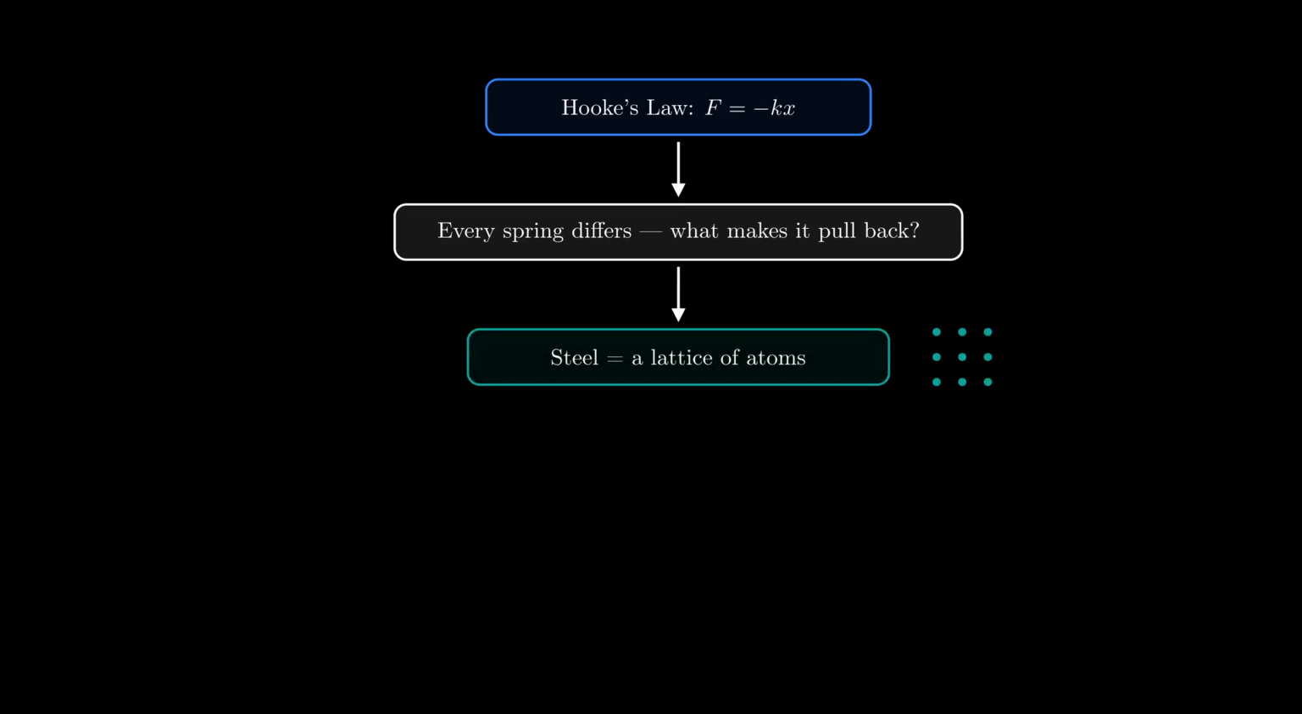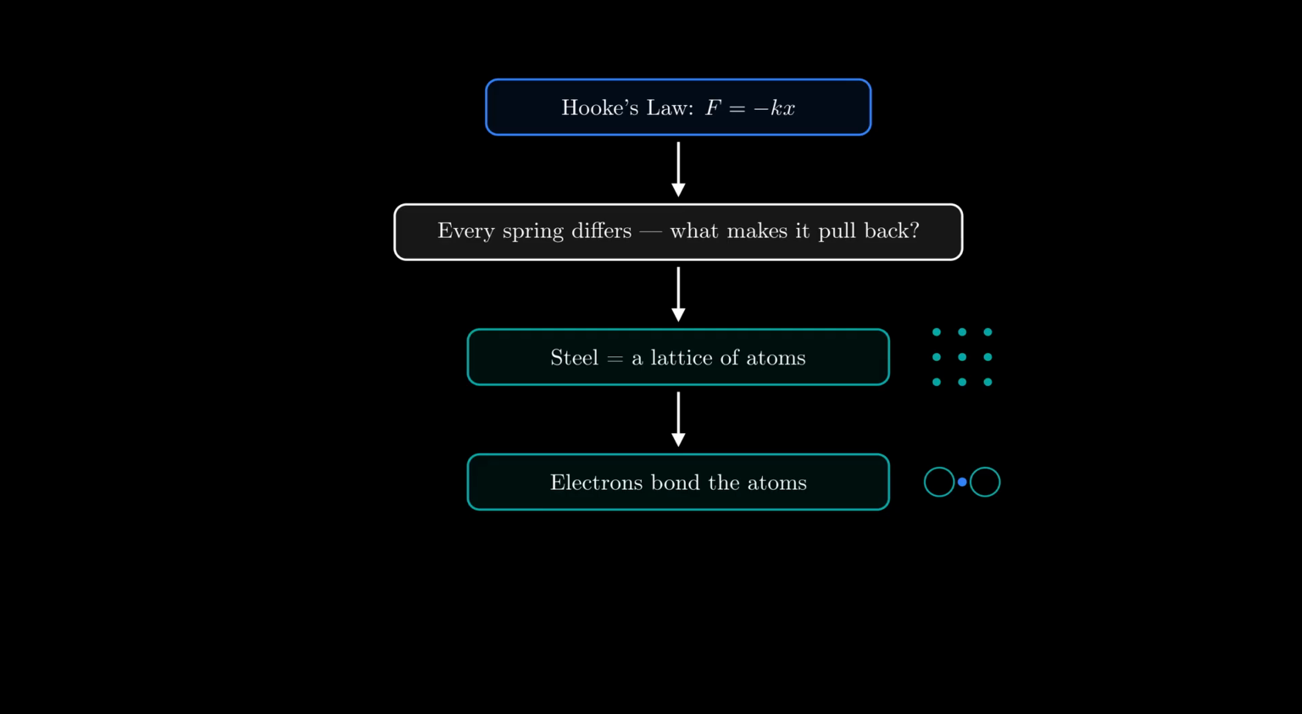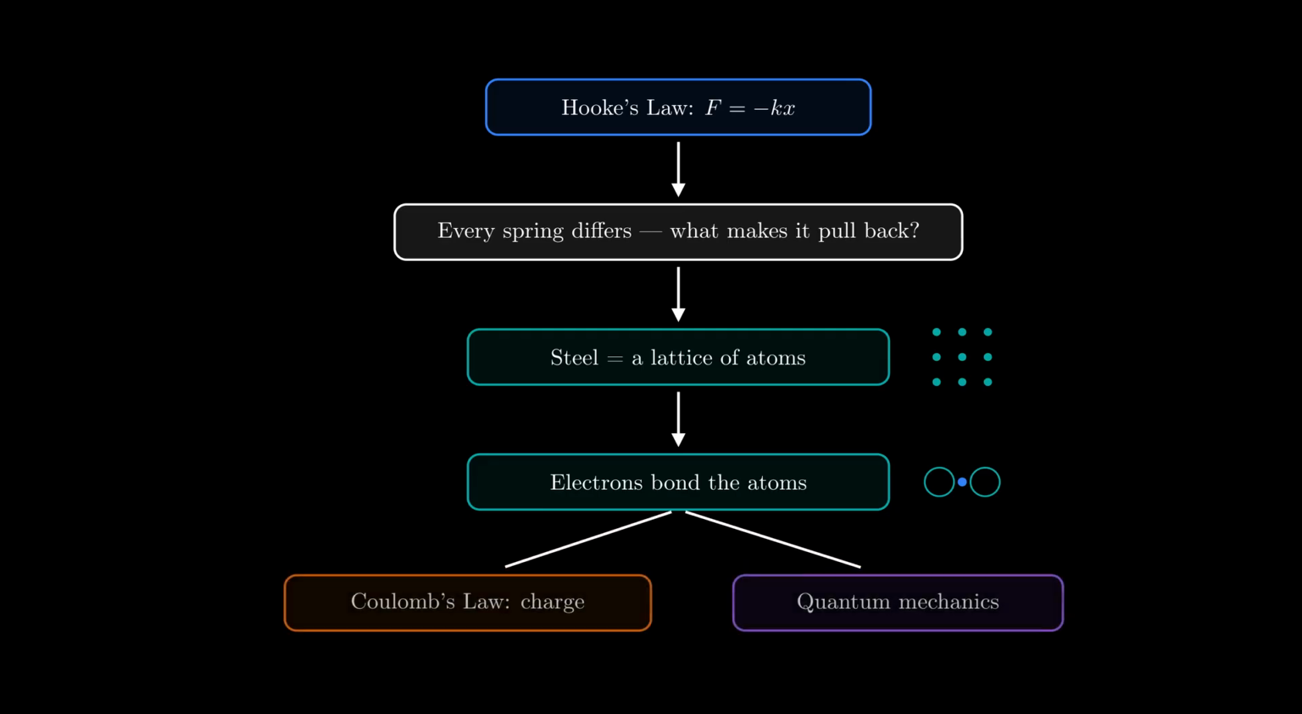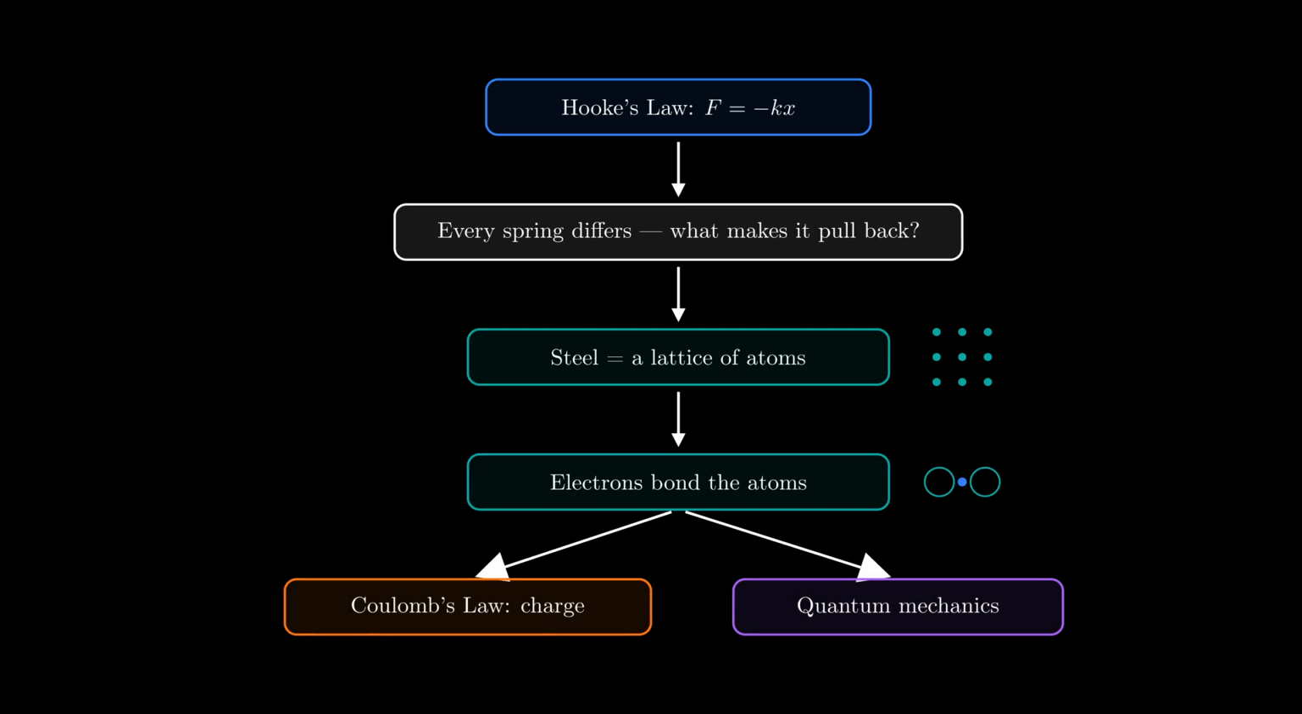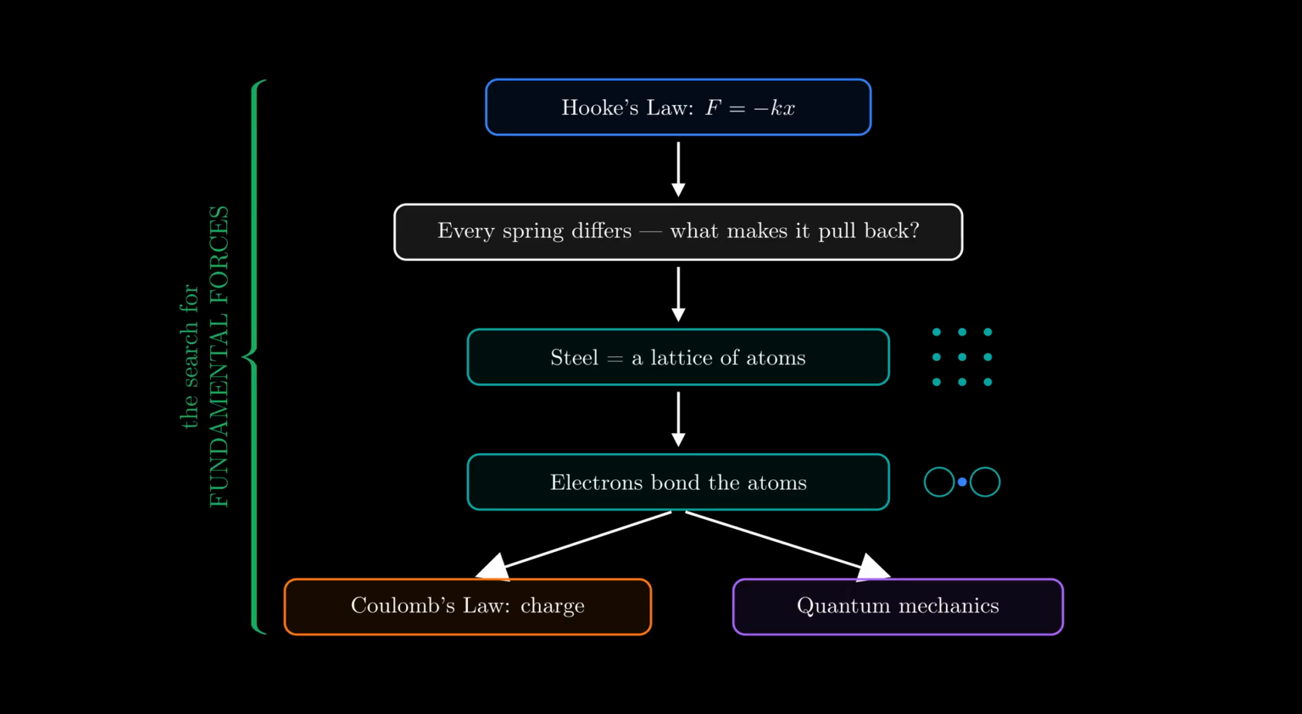The steel is a lattice of atoms. The lattice holds because of the electrons that bond neighboring atoms. Those electrons carry charge, governed by Coulomb's law and the rules of quantum mechanics. Explaining one ordinary spring drives us all the way down to the fundamental forces beneath it. That search is a central task of physics.